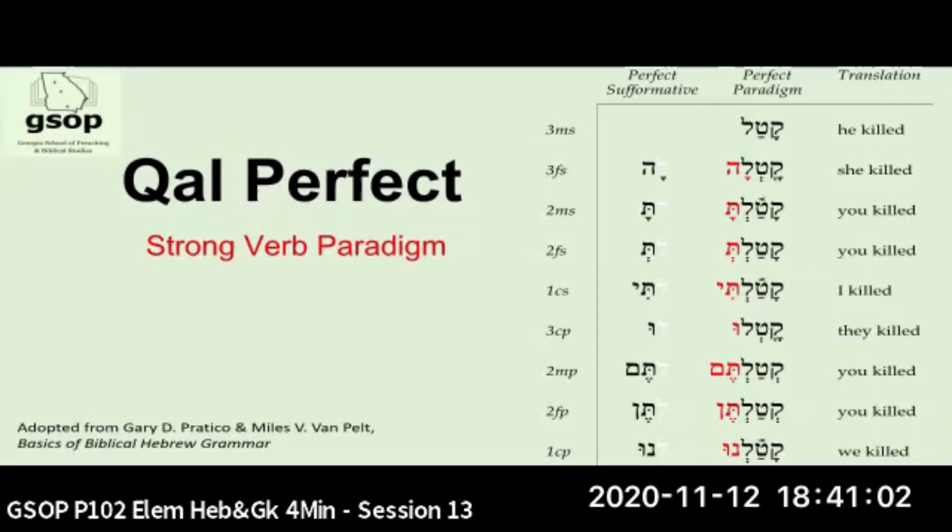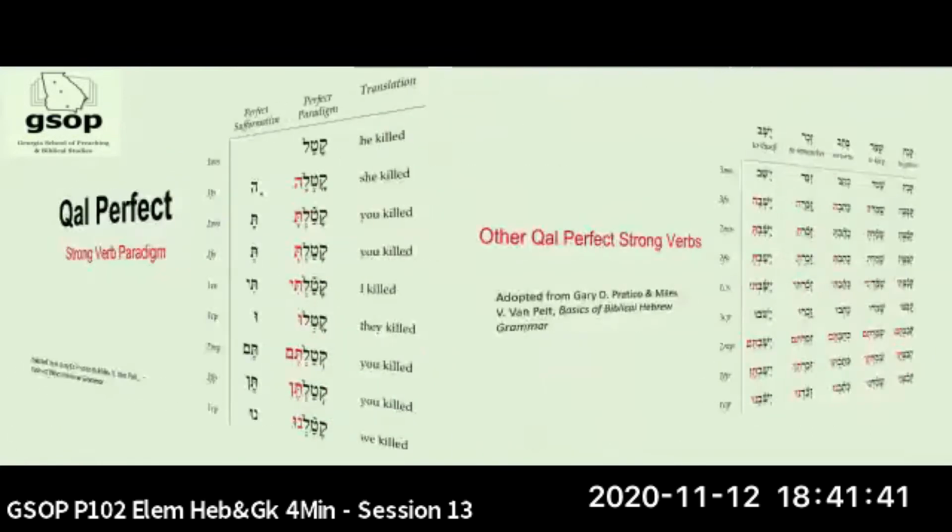So instead of kataltem, it's now katalten, and that will go from second masculine plural to second feminine plural. And then first common plural is katalnu, and so we killed. There's a pattern. You basically notice that most feminine is going to have the kamets hey or the tav with the segol or sheva under it. The plurals typically have the mem at the end or the nun. The nun typically would be feminine and those kinds of things. So those can help you stand out once you begin to recognize it.